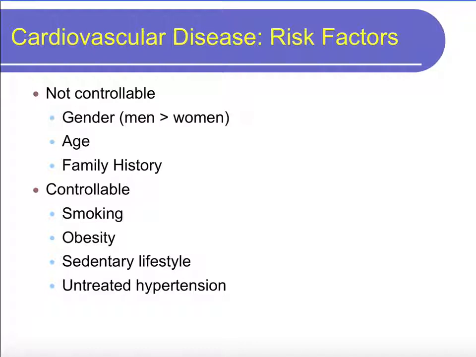All right, so we are going to end with cardiovascular disease. And cardiovascular disease is important to understand because it's a major issue in the United States population. So there are several risk factors that increase your risk, and some are controllable, some are not. So some of the risk factors that you cannot control would be things like your gender. So men have a higher risk than women. Age plays a role. So as you get older, your risk increases, as well as family history.